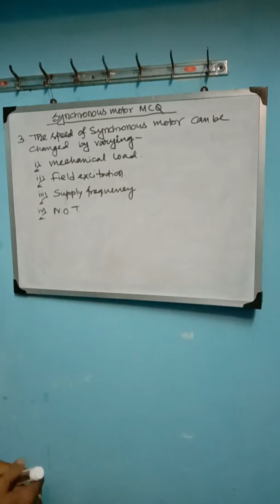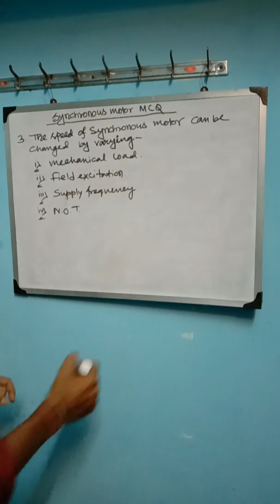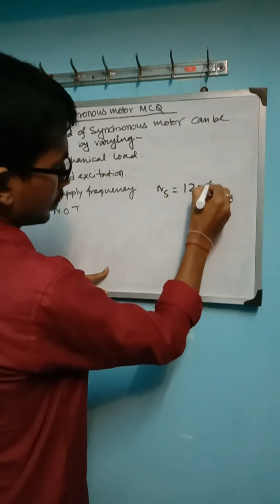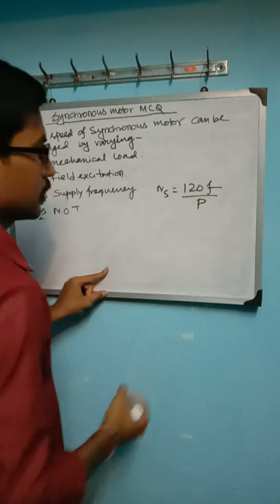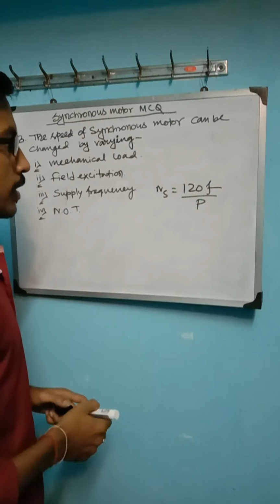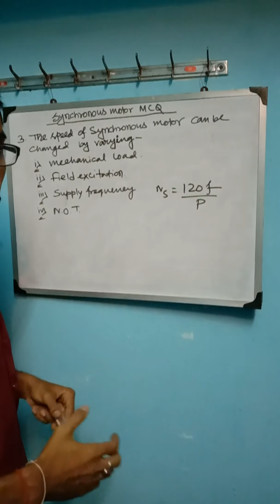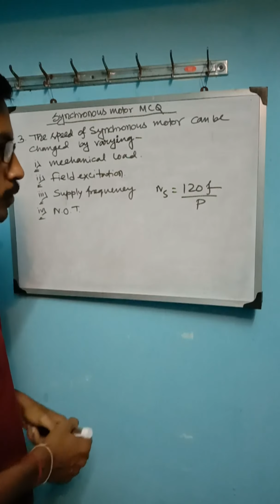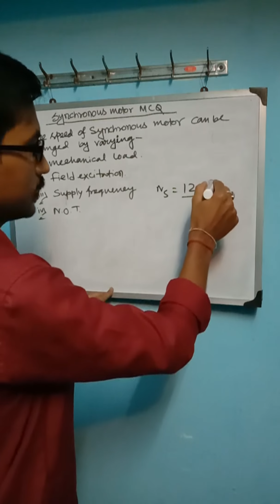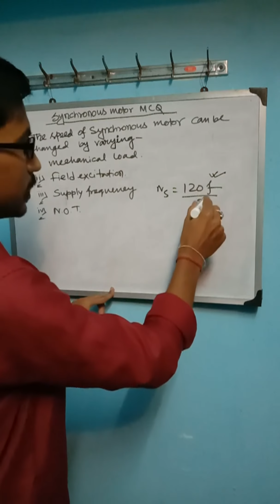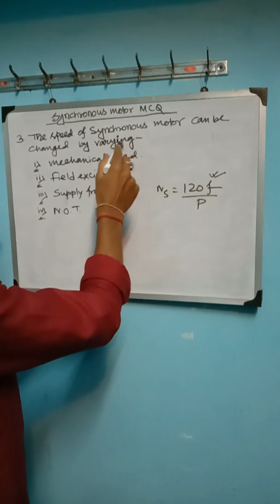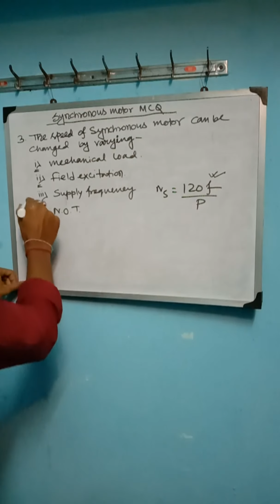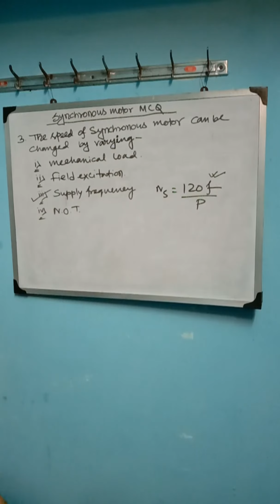So here for the speed of the synchronous motor, we know that Ns equals 120 f by P. Here P is the number of poles and f is the supply frequency. P is constant in the case of a synchronous motor. So if we change the supply frequency f, then we can change the synchronous motor speed. So here the right answer will be supply frequency.